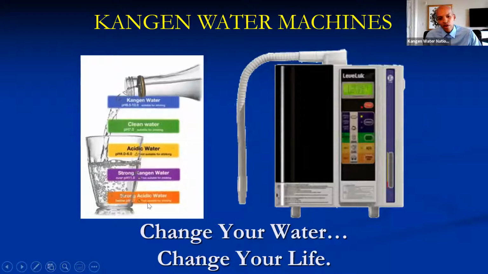Strong Kangen water and strong acidic water. This is an orange button on the machine. Strong acidic water is used to sterilize surfaces. You can spray it on doors. You can spray it on countertops. You can spray your hands with it. It kills E. coli, bacteria, viruses. So you can sterilize a surface when you use a strong acid water.